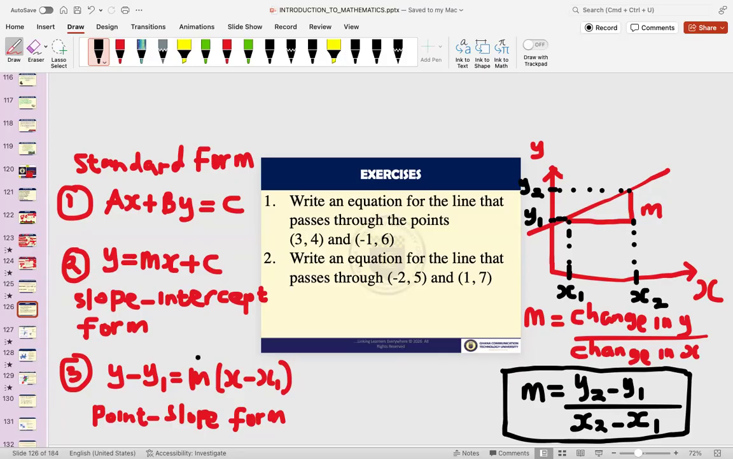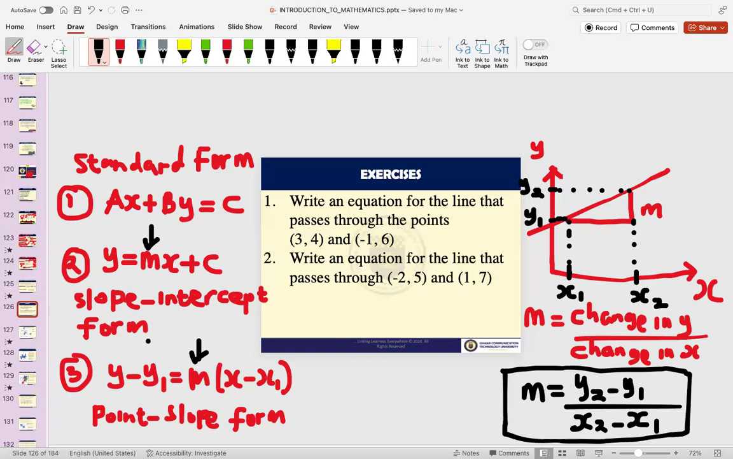Okay. This m you are seeing here, sometimes it is not given in the question. You have to use this formula to find it. The same thing here. The m you are seeing here, sometimes it's not given. So this is the formula you use to find the m. Change in y over change in x. So let's use this idea to solve the exercises we have been given.